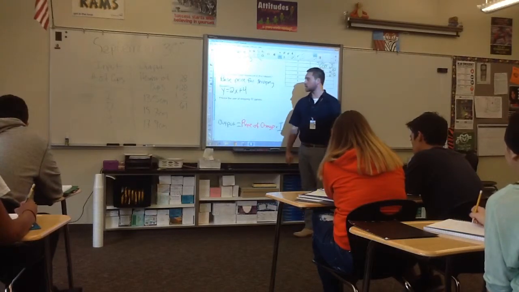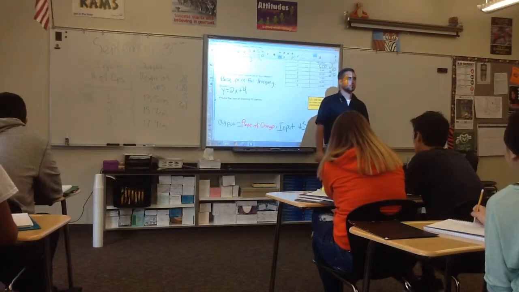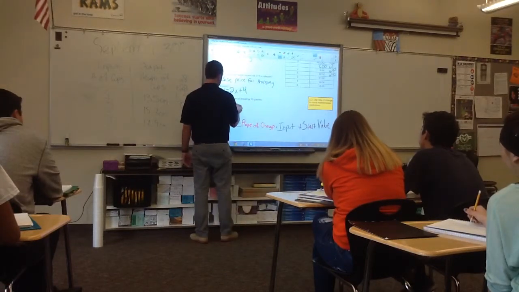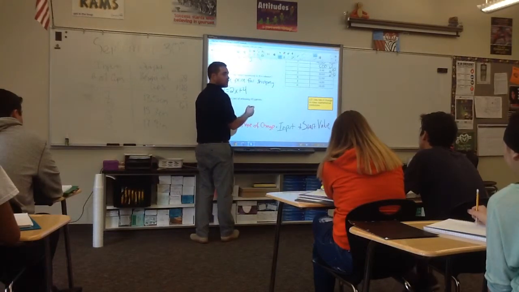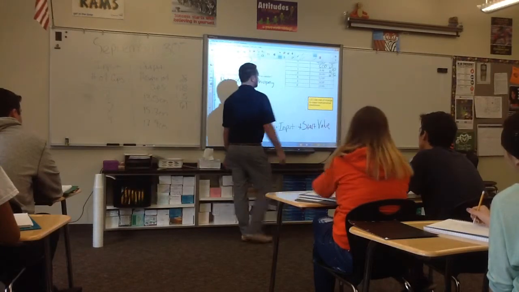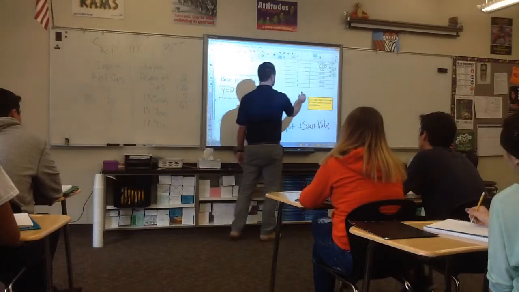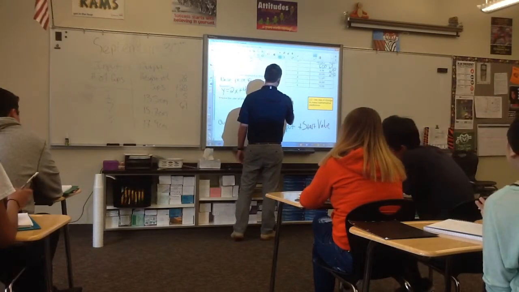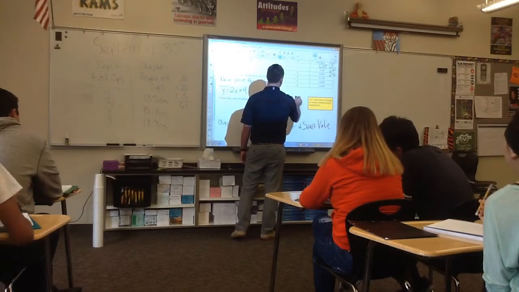So let's predict the cost of 12 games. $32. Brian said $32. How'd you get that though? Multiply the 6 output. Oh, so you just doubled this? Yeah. You basically put the answer on the board. Okay, so you just said 16 times 2 equals 32.